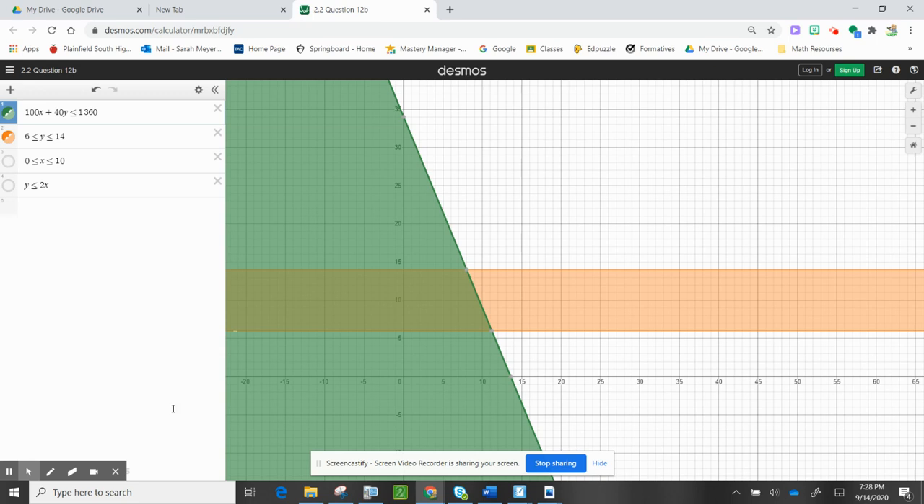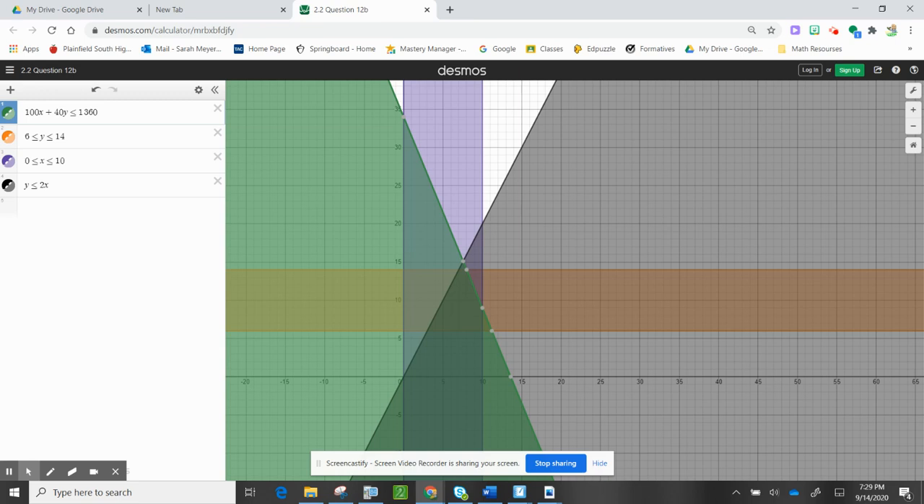Okay, for the shows, so X is our tickets here. We're talking about he can go to as little as 0 shows, but at most he's going to go to 10 shows. If I graph that, there's those boundaries. And then finally, he wanted his meals to be no more than twice the amount of tickets. So we're going to go ahead and graph that. Okay. So here are all 4 of our constraints graphed together.